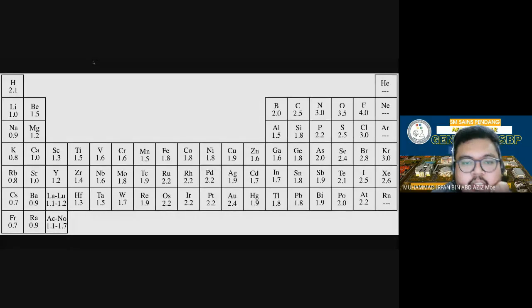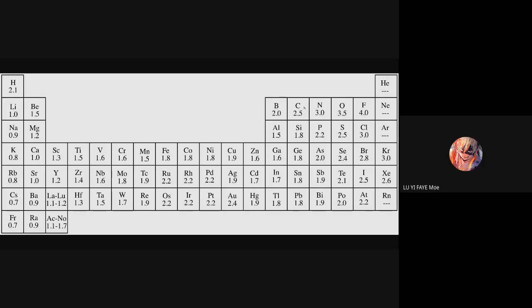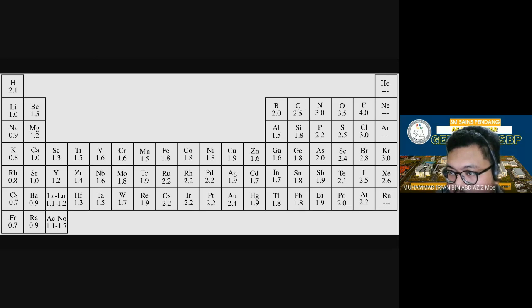Okay, this is a Pauling scale of electronegativity. The most electronegative is fluorine, which is at 4.0, paling tinggi 4.0. Tadi kita ada J tu adalah carbon, while M tu adalah Cl. So Cl 3.0, C ni pula adalah 2.5.